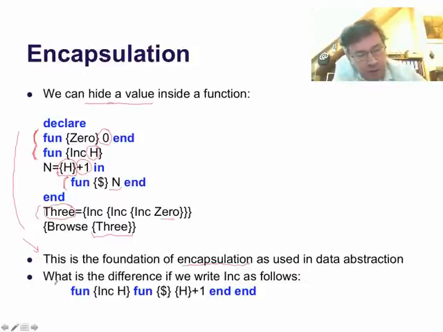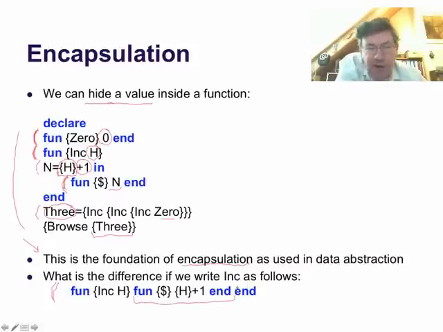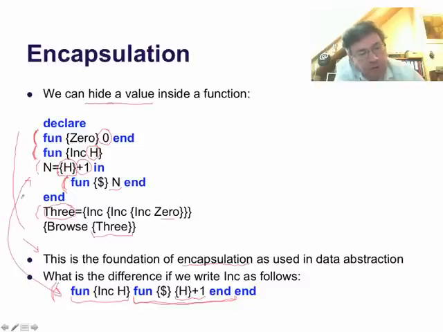And a final question for you. What if I define the inc function as follows? Instead of doing the calculation H plus 1 and then creating the output function, I do it inside the function I create. So the function inc H will return a zero-argument function that does applying H plus 1. What's the difference between these two definitions of inc? Think about it.